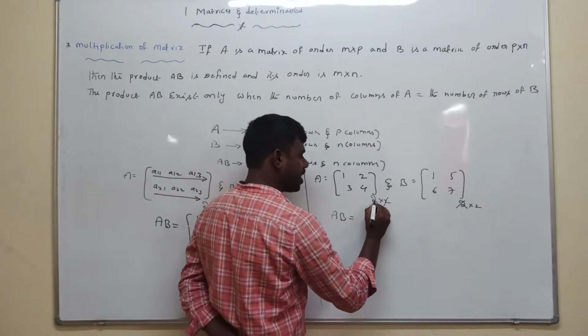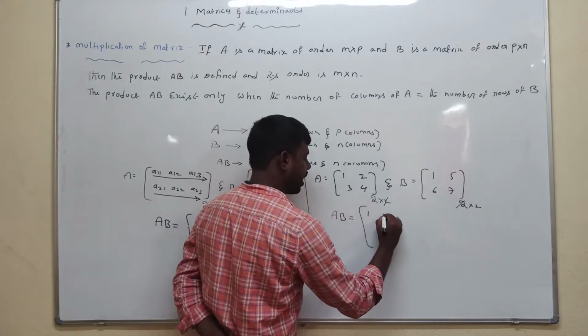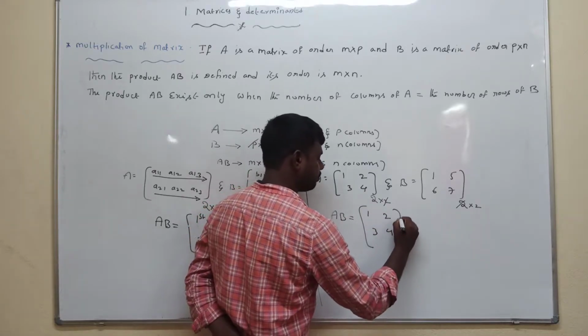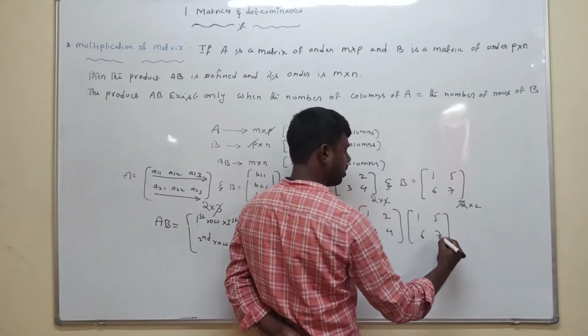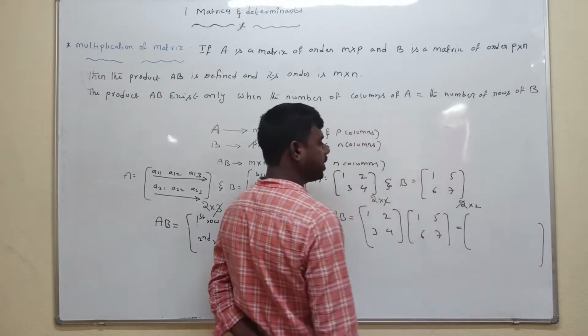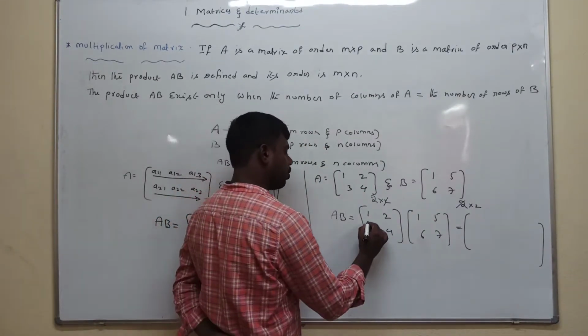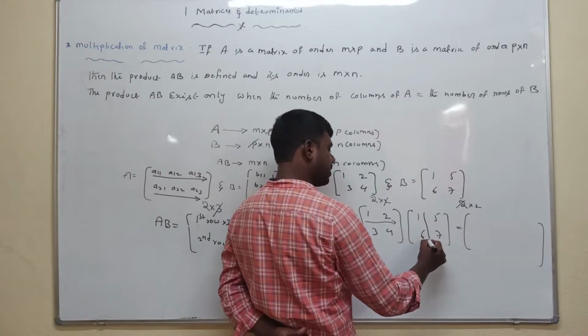We get the resulting matrix with 2 rows and 2 columns. Now substitute the elements 1, 2, 3, 4 and 1, 5, 6, 7. Now we get a 2 by 2 matrix. The order of the matrix is 2 by 2. First row product: first row in the first matrix, first column in the second.